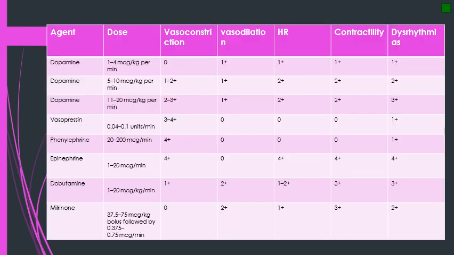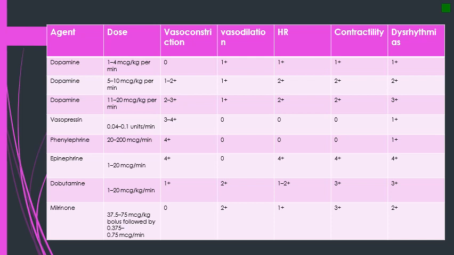This table is an important table to understand. What you need to notice is, for one thing, your dosages. Do you need to memorize your dosages? You need to understand that with your dopamine, the higher you go on that dose, the more you get those systemic effects as opposed to the renal vasodilation.